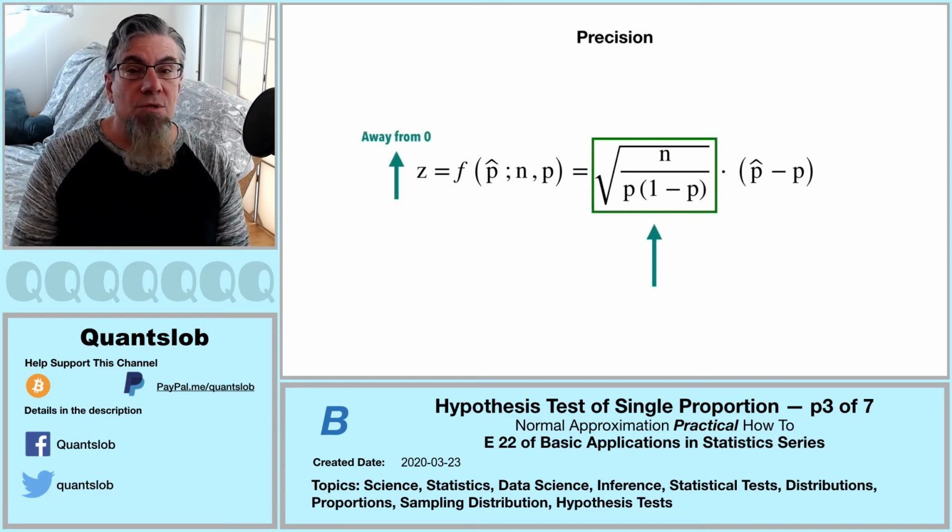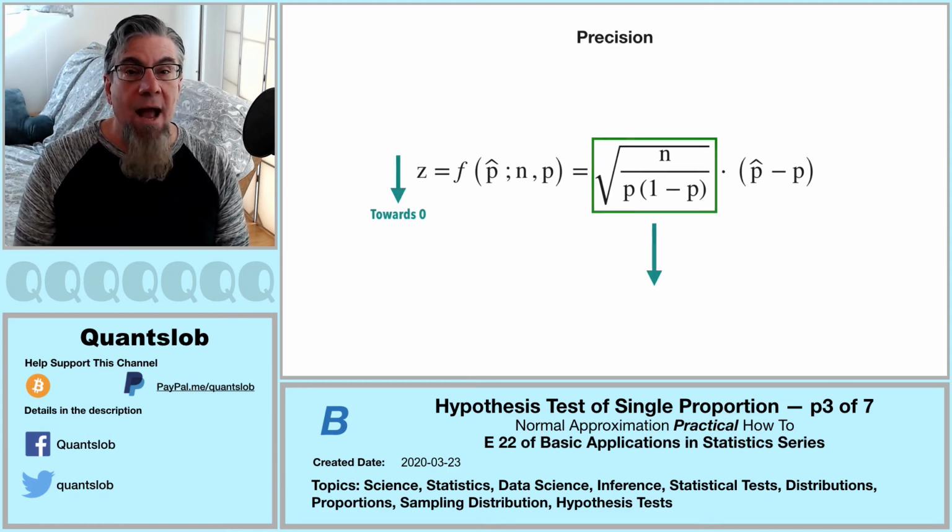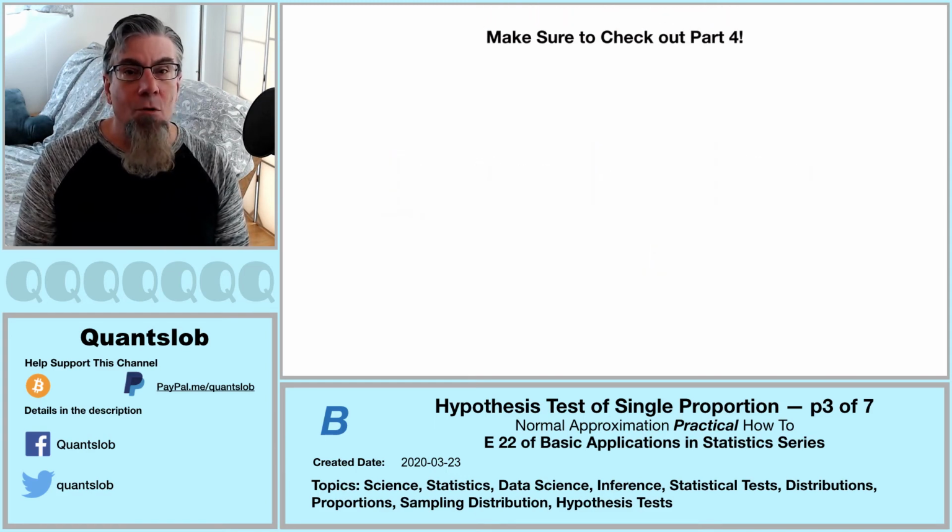Square root of the precision goes up, magnitude of our test stat goes up. Square root of the precision goes down, magnitude of the test stat goes down. Nice and simple, no problem.